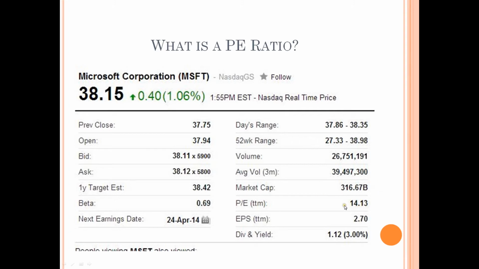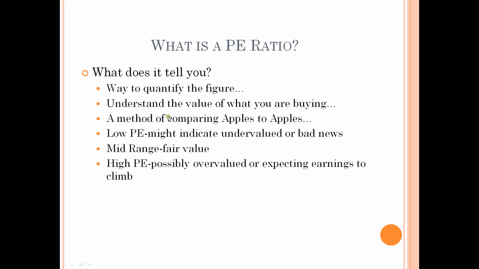And that is our number to be able to compare Microsoft to IBM, to Apple, to Google, which all have PE ratios that vary, but it gives us a better way to compare this share price to another company's share price, just by looking at the PE ratio. So what does it tell you? It helps us to quantify the share price. This next bullet point I have here: it helps us understand the value of what we are buying.